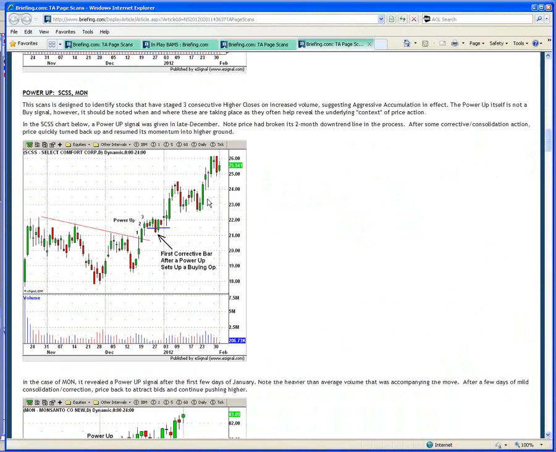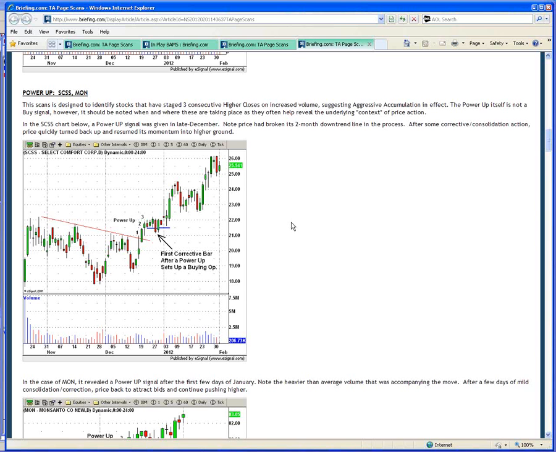The next setup that I want to focus on is called the power up. This really is a series of 3 consecutive higher trending days, or in the case of power down, it's going to be 3 consecutive lower trending days, where the 3 consecutive closes are higher than the previous day's highs, the higher highs than the higher lows.